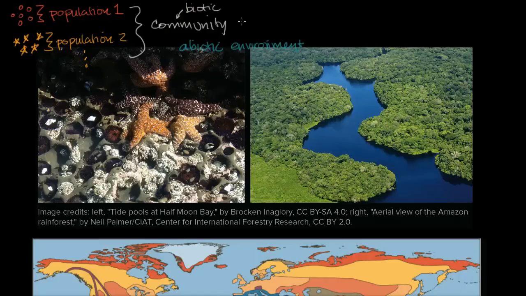Putting all of these things together, organisms and the environment, we get an ecosystem. It could be a very small region, it could be a very large region, but it's made up of all the living things, the biotic factors, and the non-living things, the abiotic factors. This video covers the types of ecosystems you might have. Take a moment to think about it.